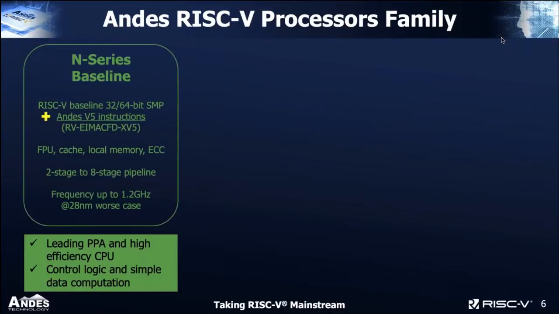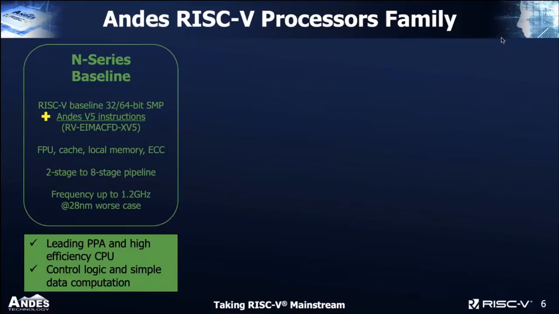The NSeries processors are our baseline processors. This is a fundamental building block of a processor. These come in 32-bit or 64-bit flavors. They can come in multi-processor configurations, so it would be the designer's choice to design a single fast CPU, or maybe multiple slower CPUs as well. There are choices. And these include some Andes-specific V5 extensions.